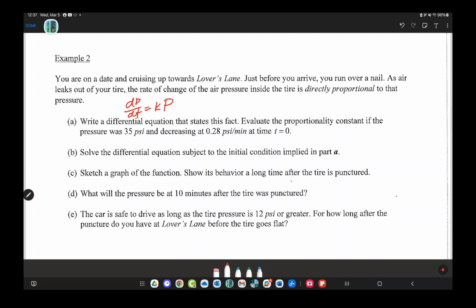Now we are given the constant rate. What constant rate are we given?